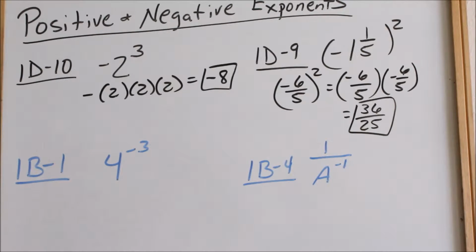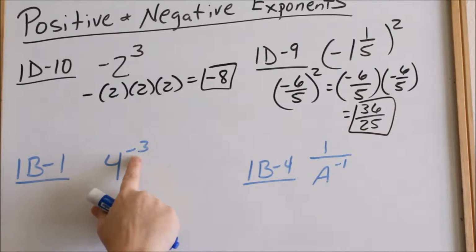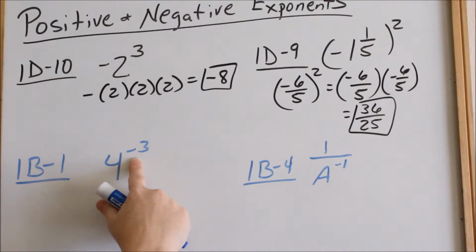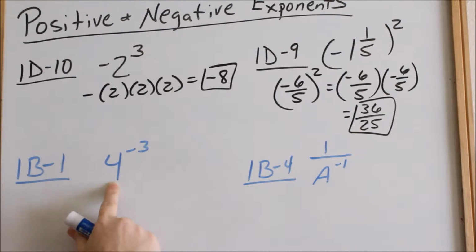Alright, now we're going to look at negative exponents. So 1B1, 4 to the negative third. Remember, a negative up here has nothing to do with the negative in front of the number. A negative in the exponent basically tells you it's going to be a fraction. The one thing to remember: on these problems I want you to make it with a positive exponent. If you change the sign of the exponent, you have to change the place of the base.